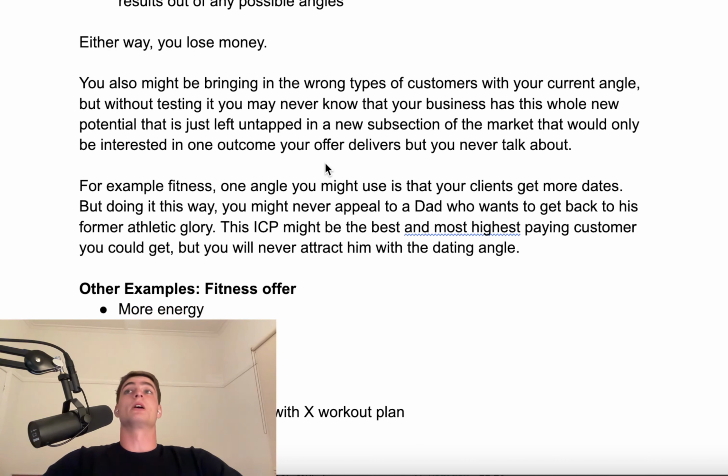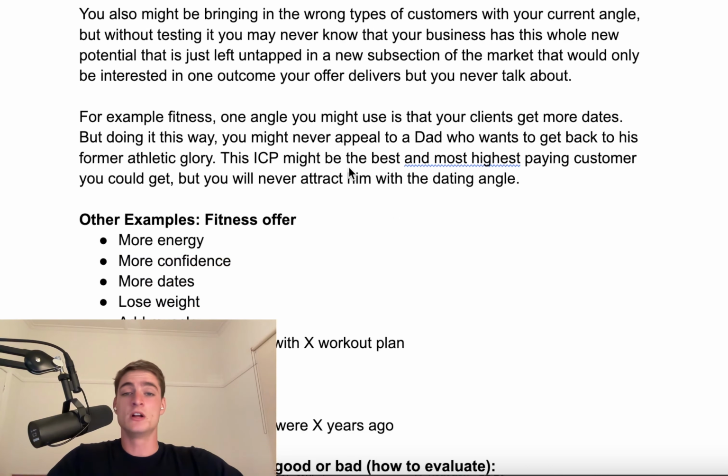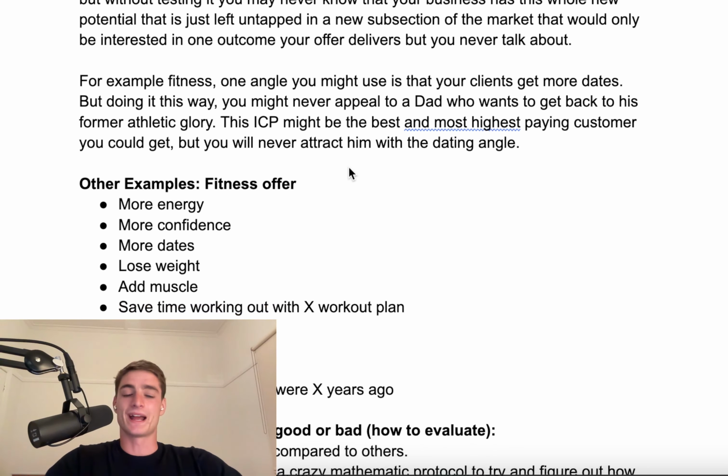And the other thing is you might also be bringing the wrong types of customers with a current angle. But without testing it, you may never know that your business has this whole new potential that is left completely untapped in a new subsection of the market that would only be interested in one outcome that your offer delivers, but that you never talk about. So for example, if you're selling a fitness offer, one angle that you might use is selling that your clients get more dates. So everyone that works with us gets more dates.